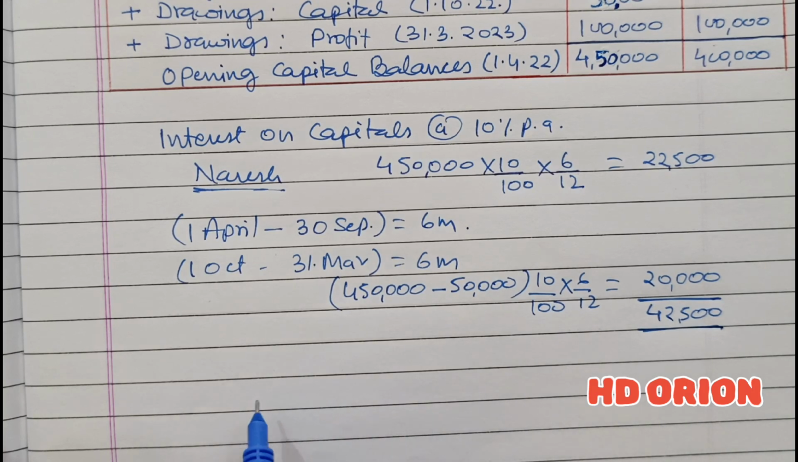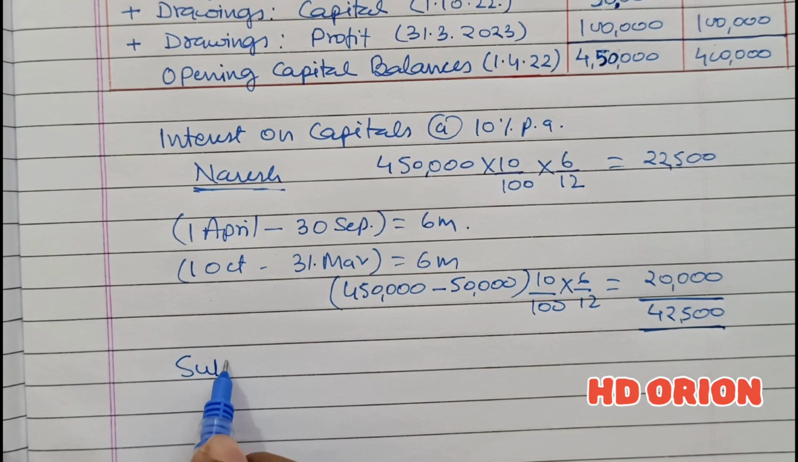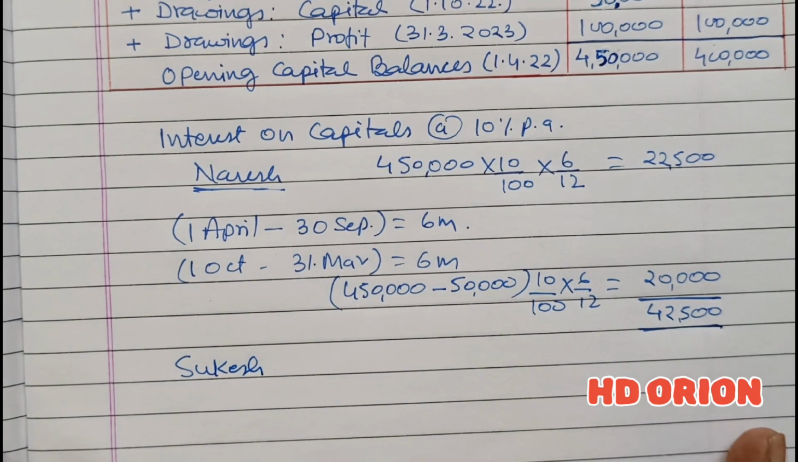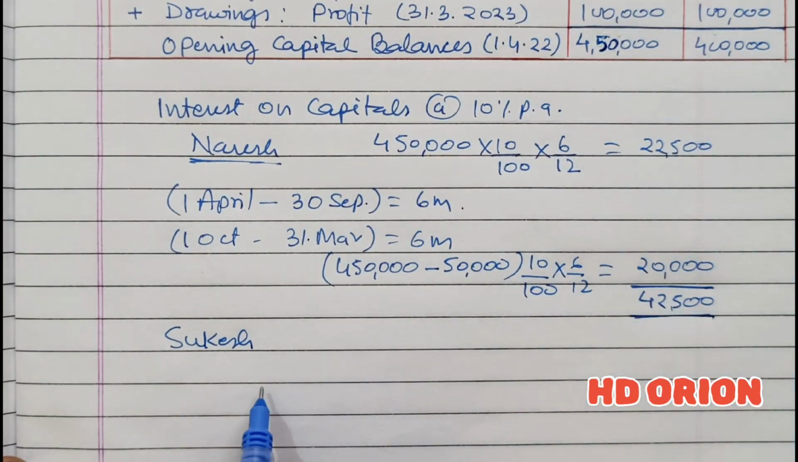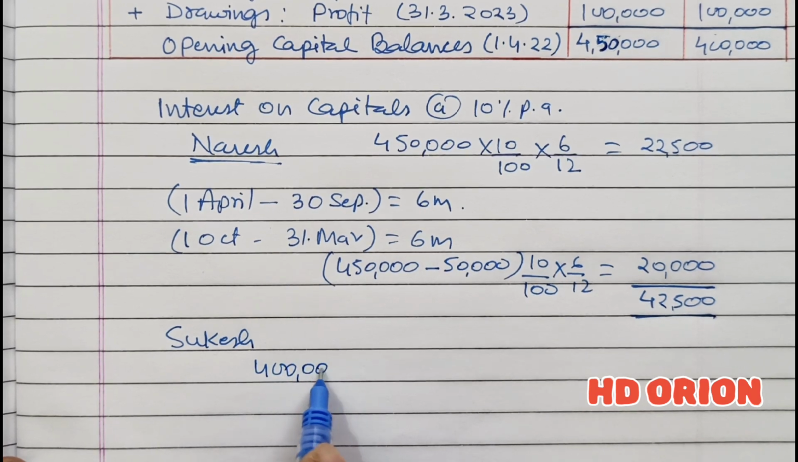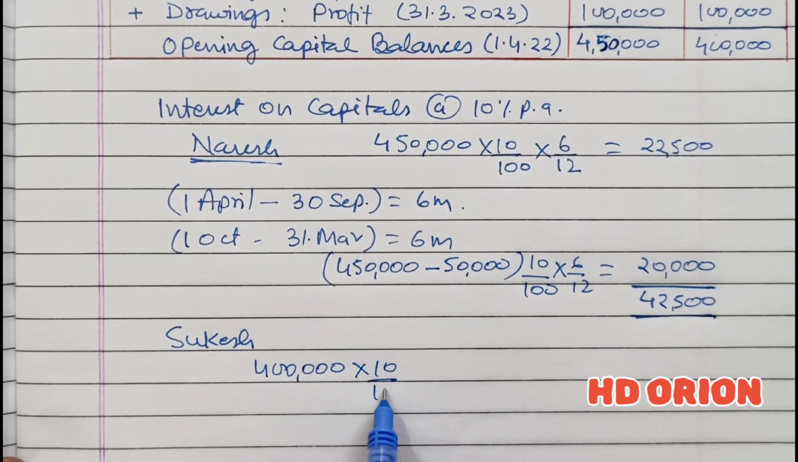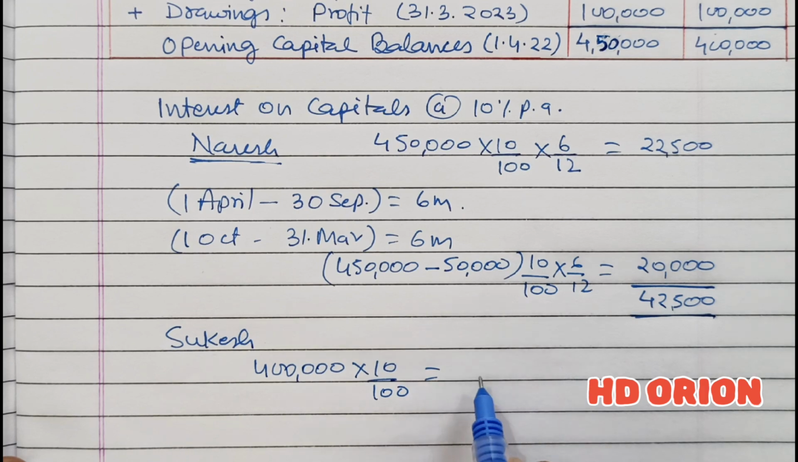Similarly for the other partner Sukesh. For Sukesh, opening capital balance is how much? Rupees 4 lakh. So on this 4 lakh we will charge interest at the rate of 10% per annum for the whole year, that is 40,000 rupees.